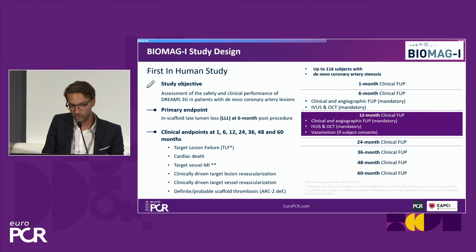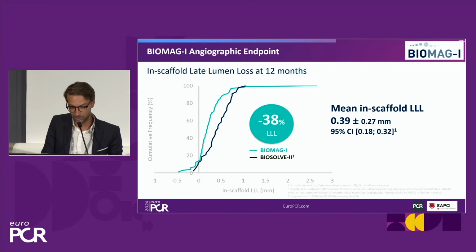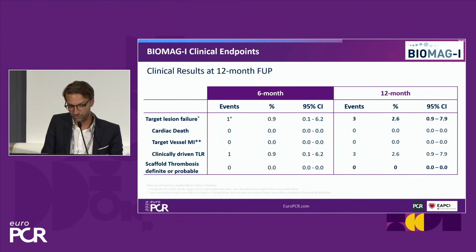The first-in-human study to evaluate the performance of this scaffold was Biomag 1 and was concluded last year, with a follow-up of 6 months, with late lumen loss as the primary endpoint, with intracoronary imaging and vasomotion reactivity. And as you can see, the mean in-scaffold late lumen loss was 38% better in Biomag 1 in absolute number compared to BIOSOLVE, the Magmaris study. So this is very promising.